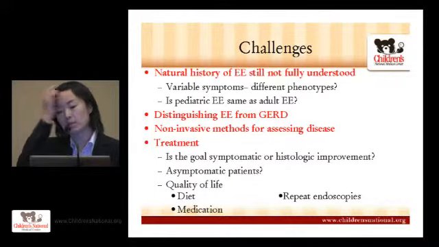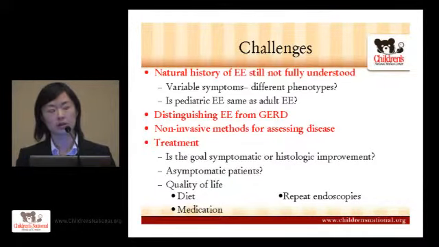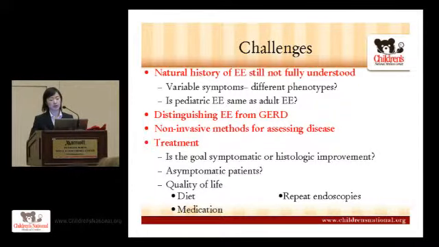Before I end, I just want to mention there are a few challenges that we face in diagnosing and managing EE, and the primary one is that the natural history of this is not fully understood. For example, there's such variability in symptoms. Do these different symptoms represent different phenotypes, and would these phenotypes respond preferentially to different types of treatment? These are things that are being looked at in the various studies going on. Furthermore, is adult EE a continuation of pediatric EE, and should they be treated in the same way? This is something that's still not clear to anyone.